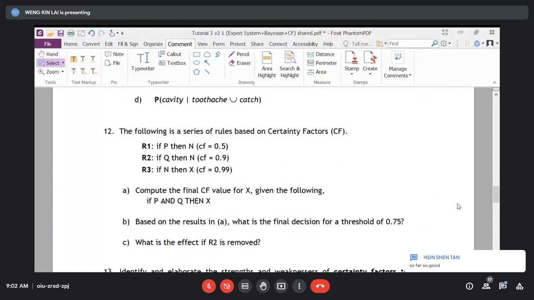Okay, now that ends the one on the Bayesian rule. Now let's look at the alternative, on the certainty factors.